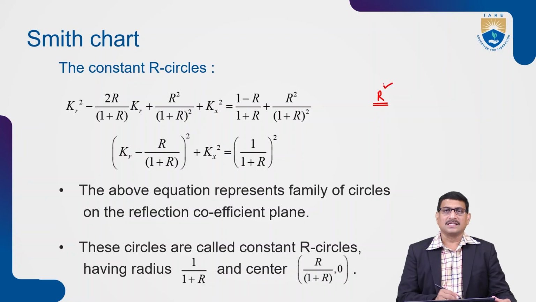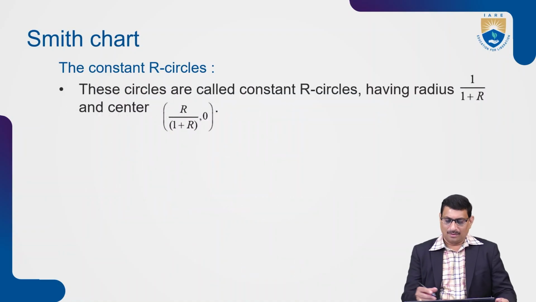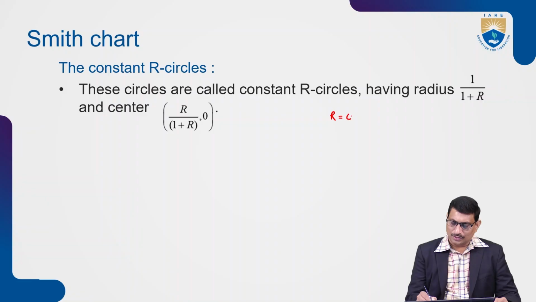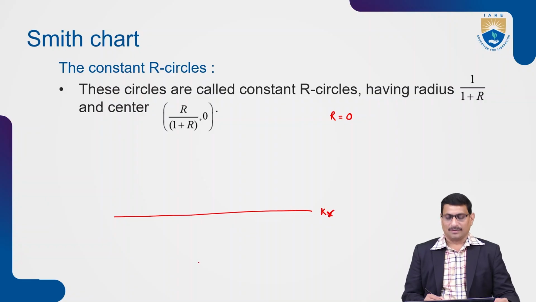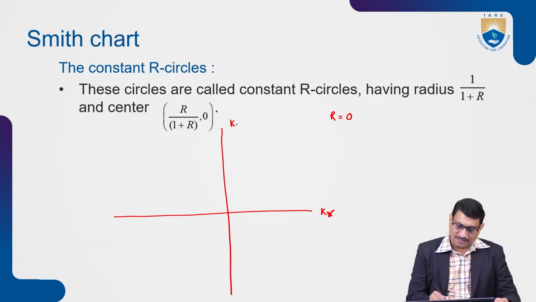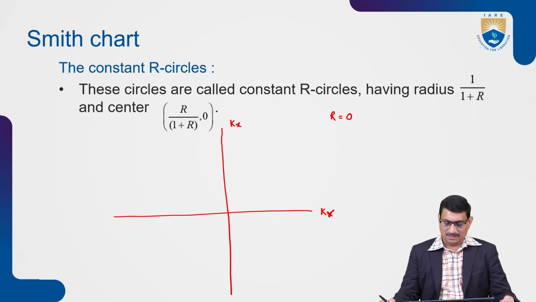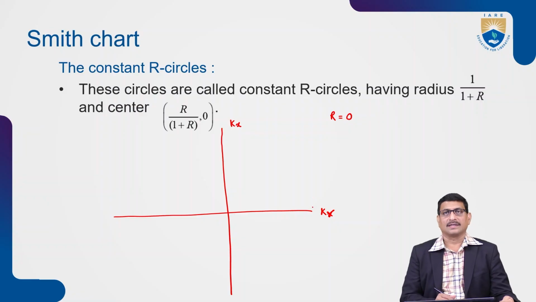So this is called the resistance. The resistance will take only positive values. R will take only positive values. Now I will take different positive values of R. First I will consider R equal to 0. Let us take the kr axis, this is the real part of the reflection coefficient, and the kx axis here, this is the imaginary part of the reflection coefficient. So it is like the x axis, the kr axis, and the y axis I consider is the kx axis, kr and kx axes.